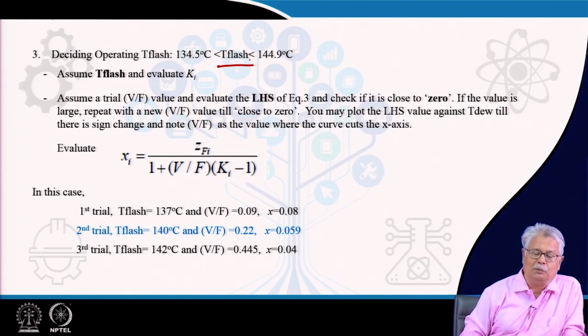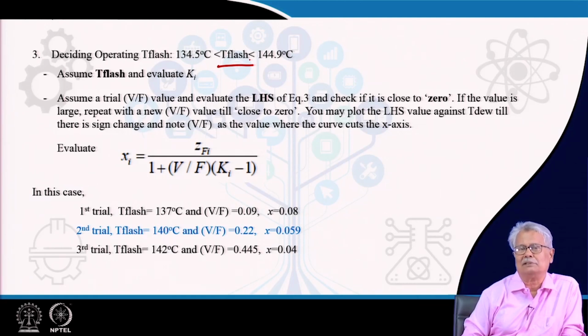Quite naturally, we assume a T flash value which is lying between these two, evaluate Pi values, evaluate the Ki values, and we also assume a trial value of V by F, and evaluate the left hand side, and check if the summation is 0 again. If it is not, we have to try another value of V by F till we get the convergence of that summation value, the left hand side value, coming close to 0.